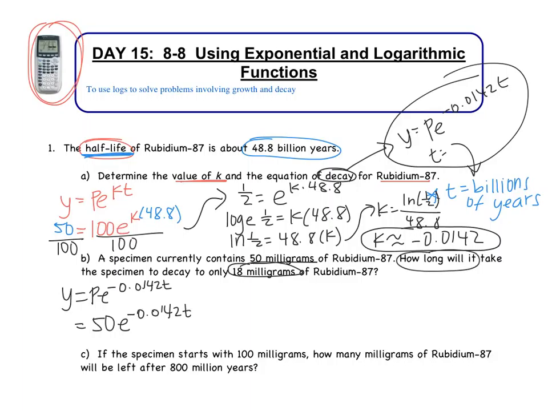Now the question is, how long will it take? So that tells us that we're looking for t. I want to know after how much time it's going to have 18, so the 18 goes here. So now we have to solve for t. At this point, you're going to divide by 50.